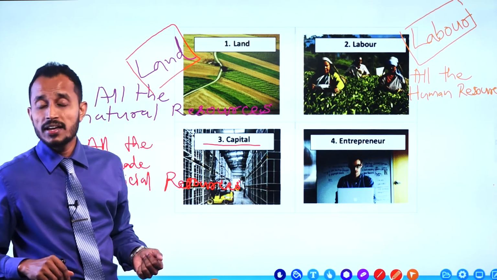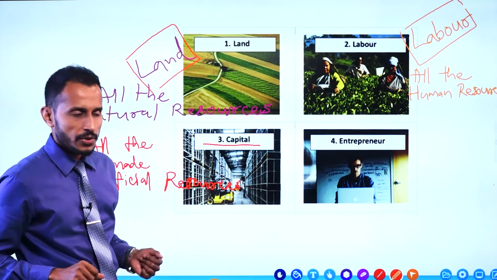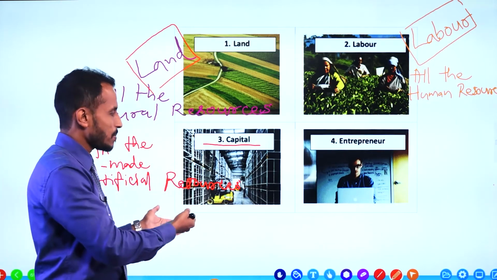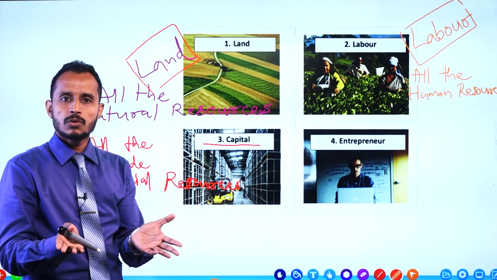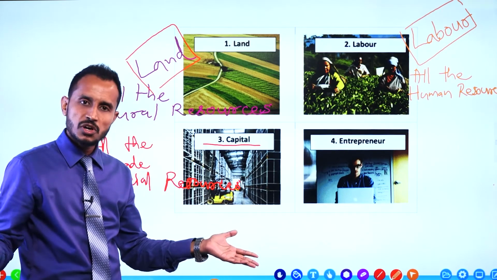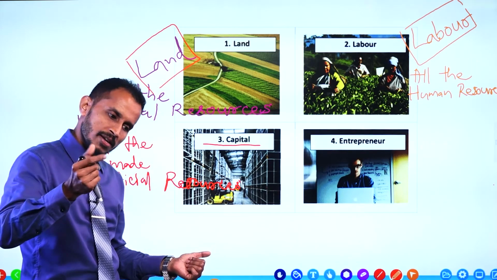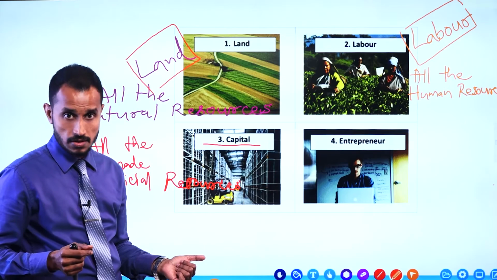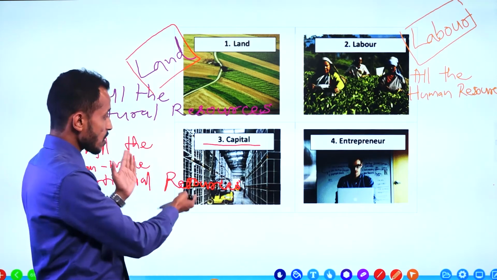You need money to buy all these things, right? Yes or no? Of course. You need money to start a business. You need money to buy machinery. You need money to set up your factory or work site or the shop. You need buildings and you need money to buy the buildings, right? All these resources which are artificial fall under capital.